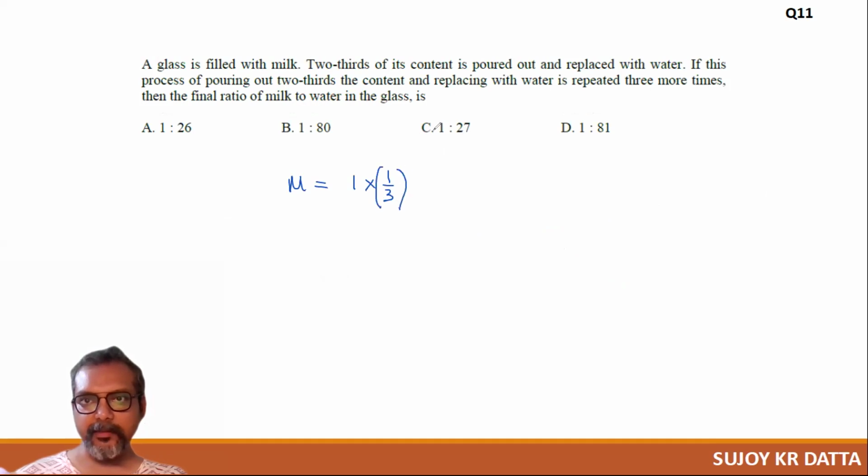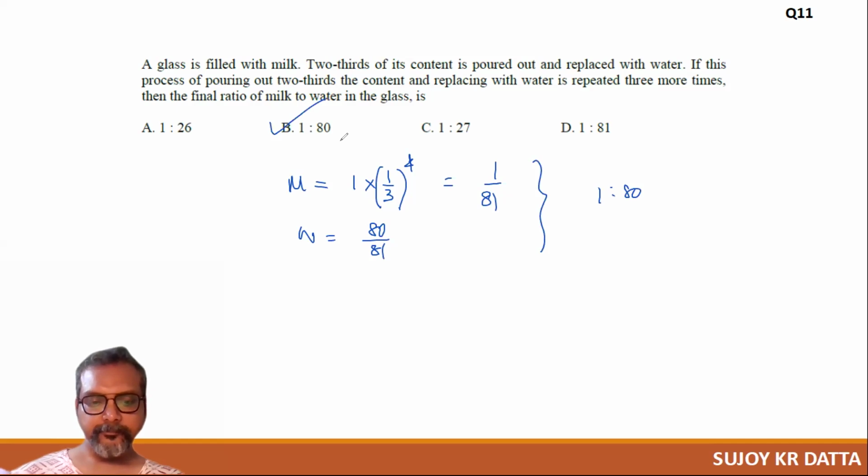So this is repeated 3 more times, meaning total 4 times. So milk now becomes 1 by 81. So that means water must have been 80 over 81. So they are asking the ratio of milk to water. So 1 is to 80, the second option. Let's go to the next question.